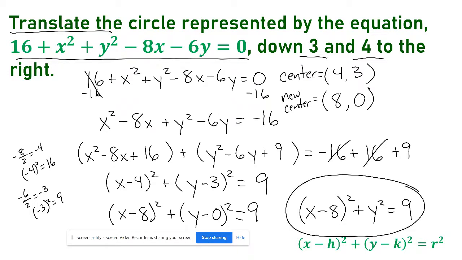So that's how you would translate. You need to get your equation in the correct form. You need to identify the center point, and then that's where you're going to do the translation. You're going to go down or up or left or right from that center point by changing its x and y values. You'll find the new center point, and then you plug that into the equation. The radius stays the same.